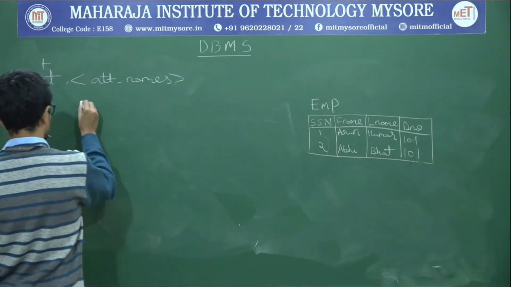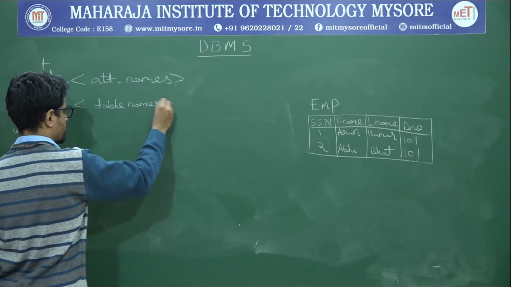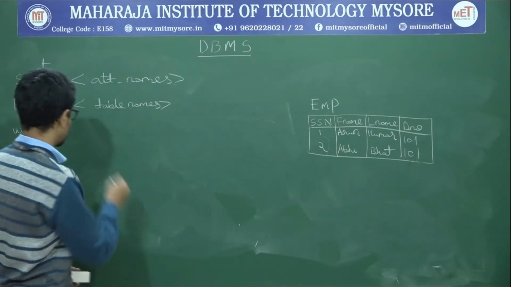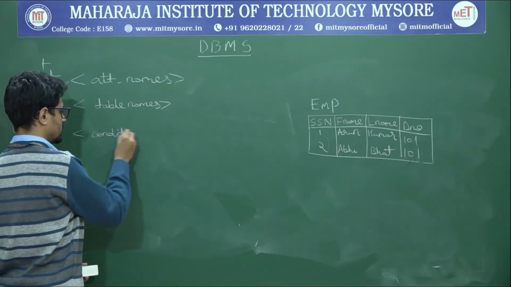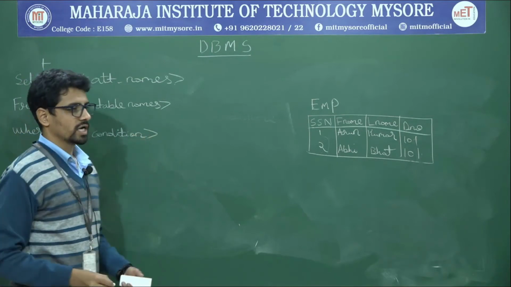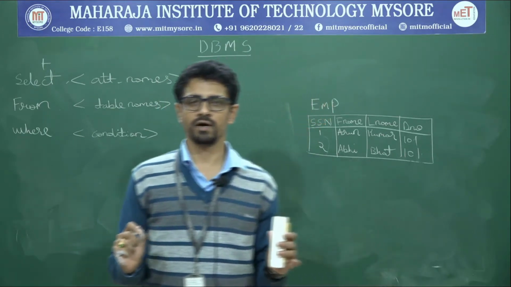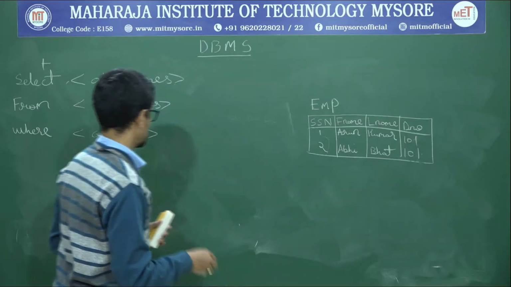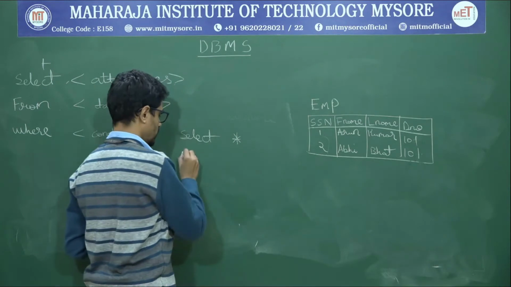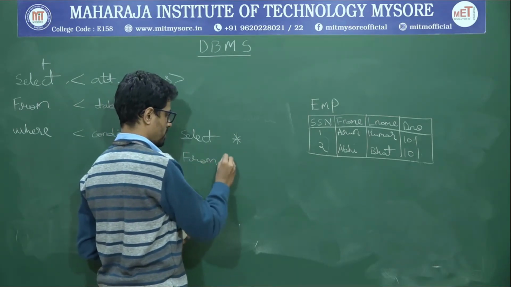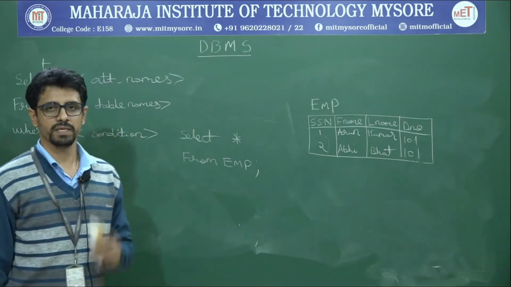In case of the from clause, we will take the table names. And finally, in case of the where clause, we have the condition being specified. Now the basic retrieval query which we are going to use, in simpler words, is select star, that is asterisk, from EMP, semicolon, enter. Select star from table name.